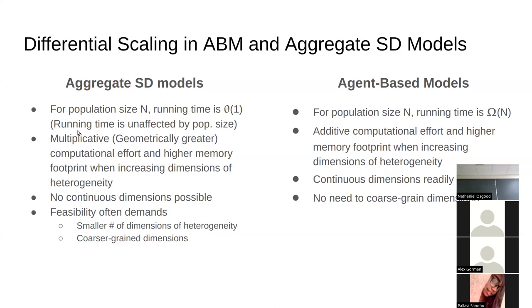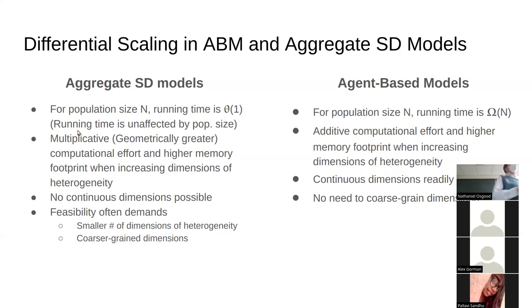As you grow the heterogeneity, it does grow, but it grows additively, not multiplicatively. You keep track of two more bits per person to encode whether or not they're born in Canada. You can regularly capture continuous dimensions and relational heterogeneity, things like networks. And there's no need to coarse grain, as Amna said, income. We can keep track of it continuously, okay?